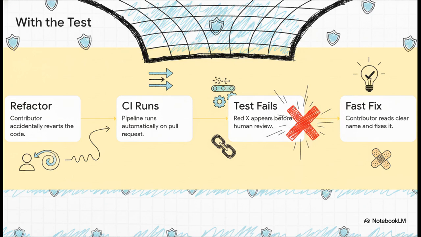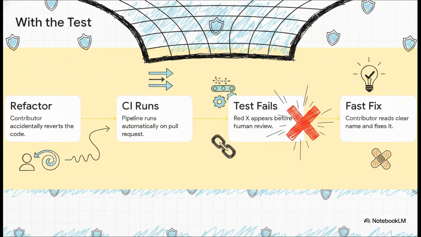Same contributor, same well-intentioned refactor, same accidental reversion, but step 2 changes absolutely everything. The second they open their pull request, your continuous integration, or CI, pipeline runs automatically. Step 3, instantly, a test named does_not_match_vendor_keyword_in_path fails with a giant glaring red X right there in the pull request.